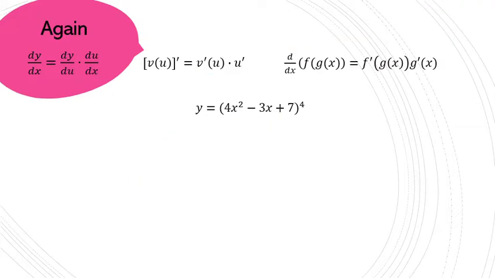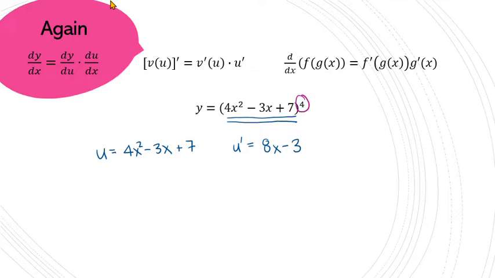Another example, it's almost exactly the same. We have an equation, and when we look at it, we see that it's a polynomial to a power. Our inner function is the polynomial. Let's call it u. If u is 4x squared minus 3x plus 7, u prime is, using the power rule, 8x minus 3. And then we have an outer function, the power of 4. So let's call our outer function v, and we notice that v is the polynomial to the power of 4, but we're just going to write u to the power of 4 instead because it's shorter. And we take the derivative of v with respect to u.